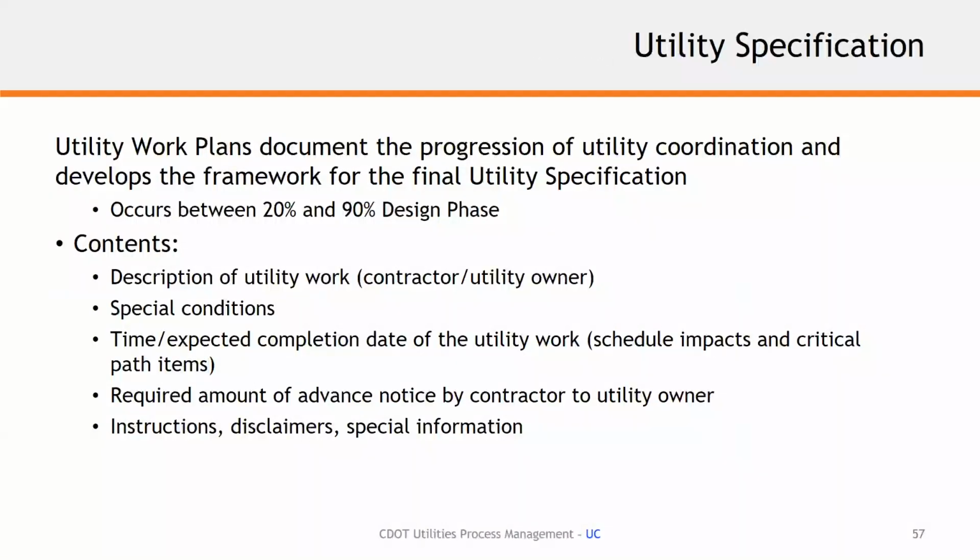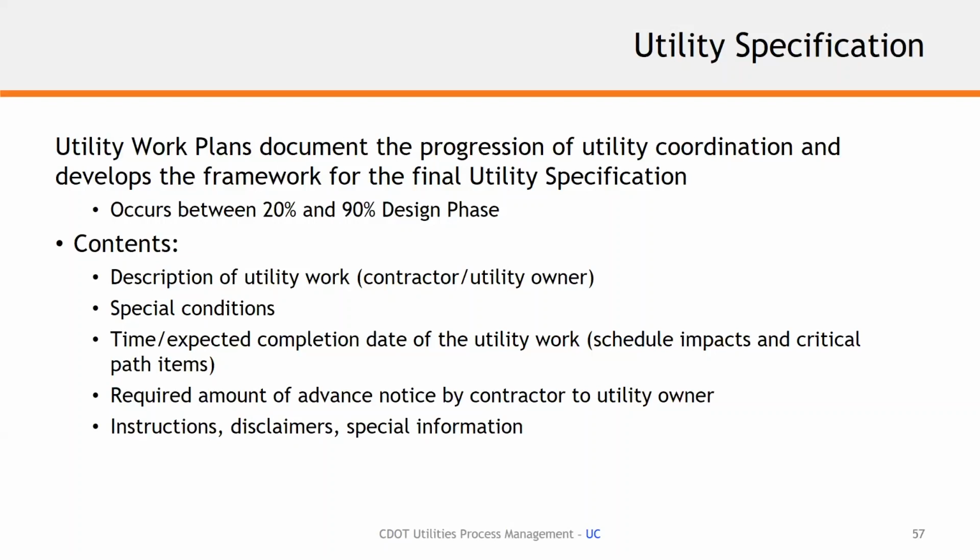So when we look at final utility specification, we're at this 90% approaching the FOR. We're starting to really finalize the work plan document, maybe even finalized it and starting to move into utility relocations and incorporating that into the final spec. But within that final spec, the description of the utility work, special conditions that they may have or need, time expected for completion of the work and dates, anticipated dates of that utility work.